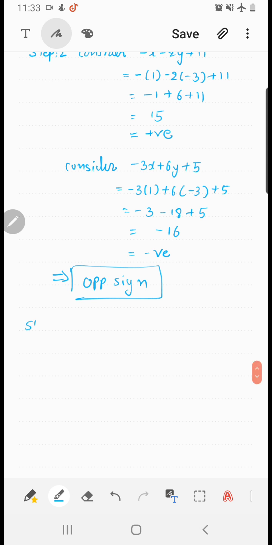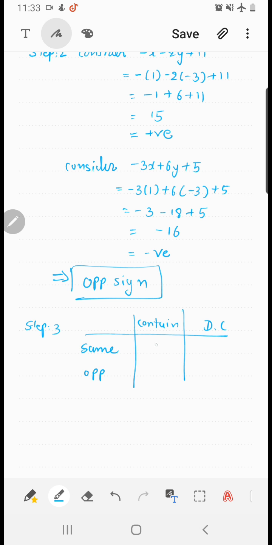Now let's go to step number 3. Now what I do here is I redraw the table. Okay, the table was same, opposite, contain, and does not contain. I'm writing in short form. The table here, if you can recall, we use plus sign. Here minus, here plus.